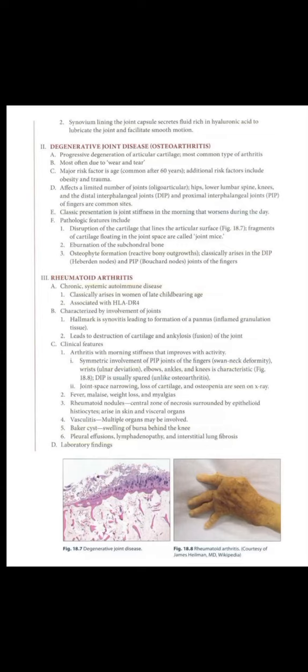Pathologic features include disruption of the cartilage that lines the articular surface, as you can see in figure 18.7, degenerative joint disease. Fragments of cartilage floating in the joint space are called joint mice. Eburnation of the subchondral bone.